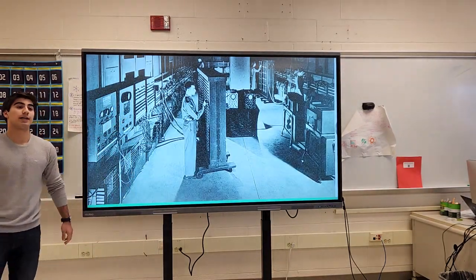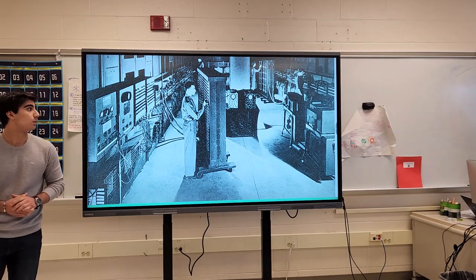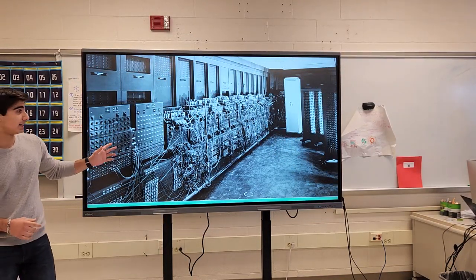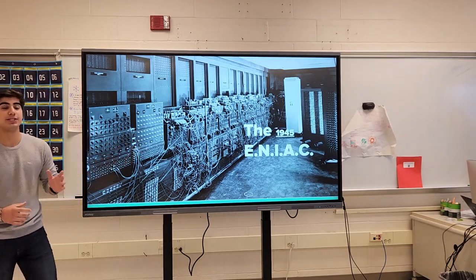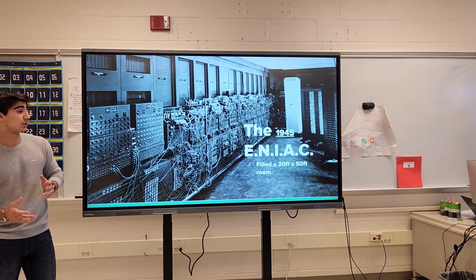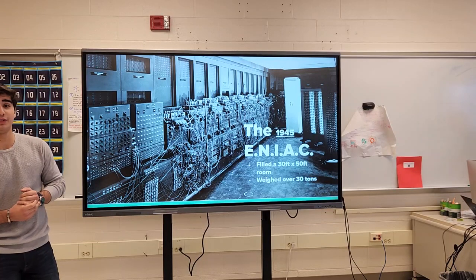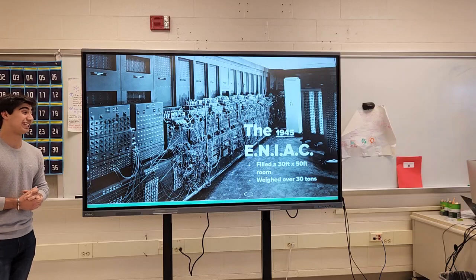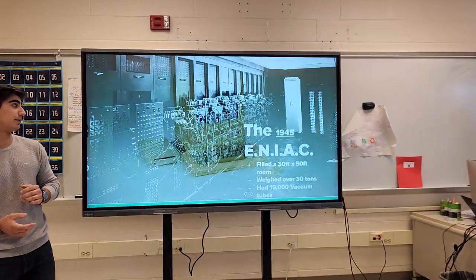So we're going to start by seeing where quantum computing really came from. This is a picture of the 1945 ENIAC, and this thing was huge. This was the first general purpose computer built. It filled a room 30 feet by 50 feet, which is nearly the size of this room, and it weighed over 30 tons, which is ridiculous. And it had 19,000 vacuum tubes, which is what they actually used as bits.